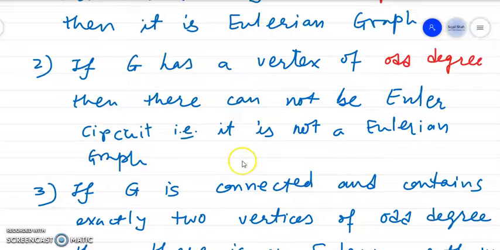If G has a vertex of odd degree, then there cannot be a Euler circuit, that is, it is not a Eulerian graph.